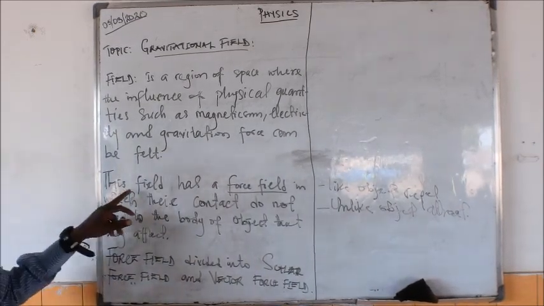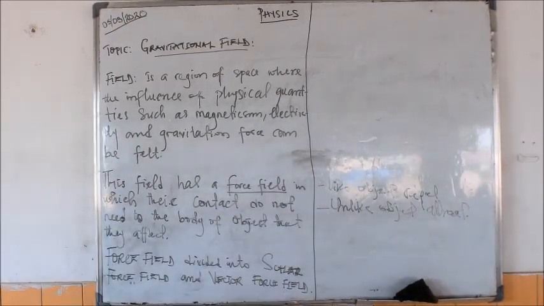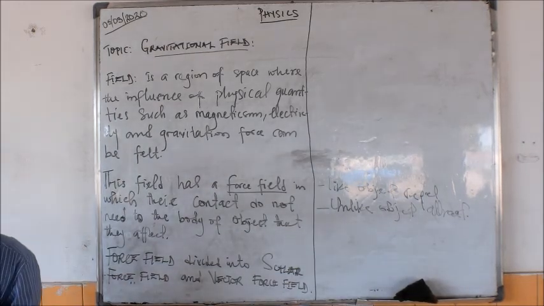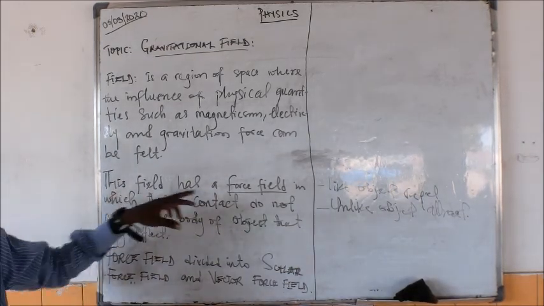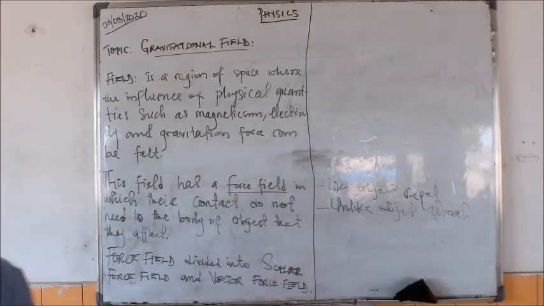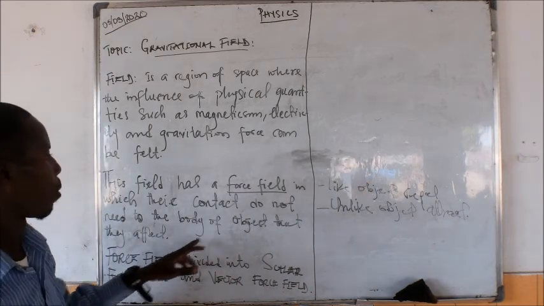Then, to talk about the field itself, it has a force field which brings two objects together under the region of space on the earth. Are we together? And that force field is a type of force which is constant. If constant, it does not need to touch the body of objects which it affects. Do we get it? That is the meaning of the force field.